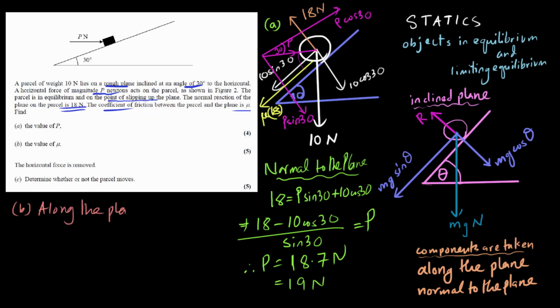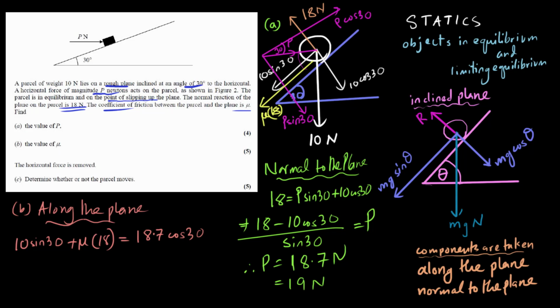Along the plane, pulling it downwards is 10 sin 30 plus mu R, which is 18, equals pulling it upwards, which is P cos 30. The value of P is, let me put, 18.7 cos 30. So here we have to find the value of mu.